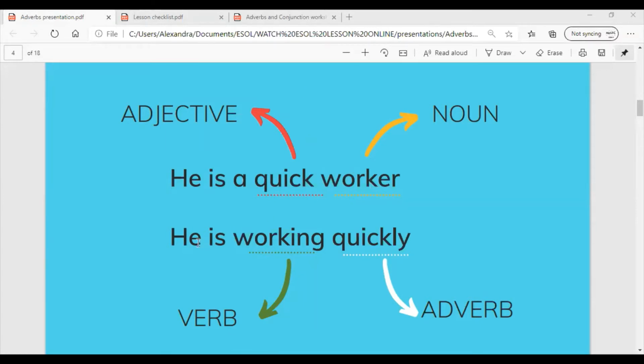Now, the same works for a verb and an adverb. So the adverb describes the verb. So he is working quickly. Working would be our verb, and quickly describes how the verb is acting. So our verb is working, and our adverb, which describes the verb, is quickly.